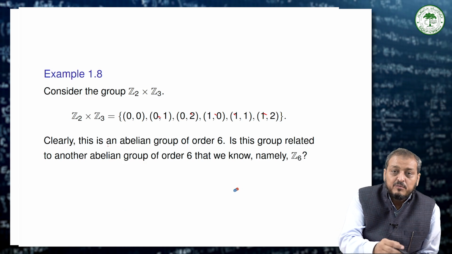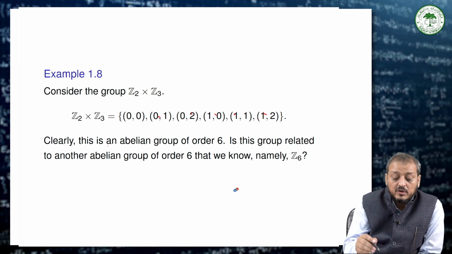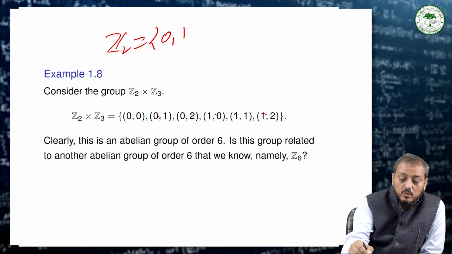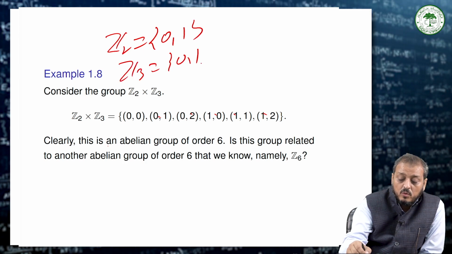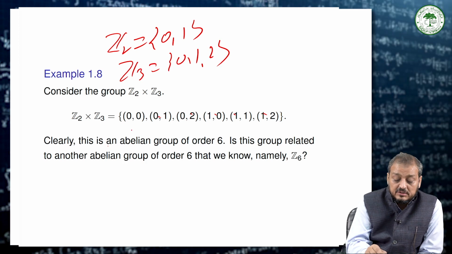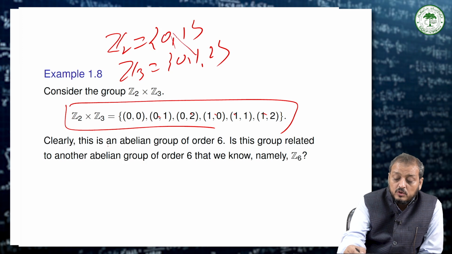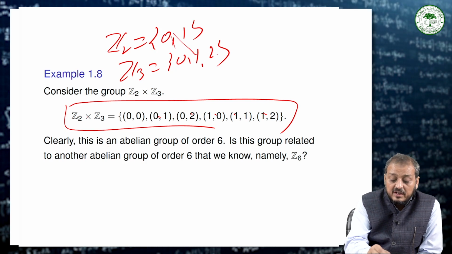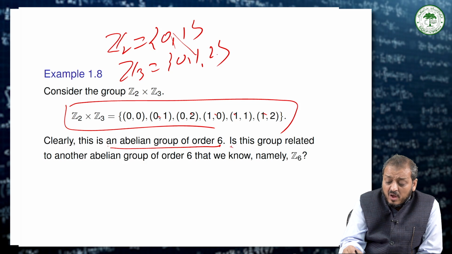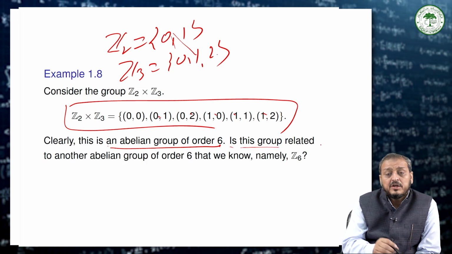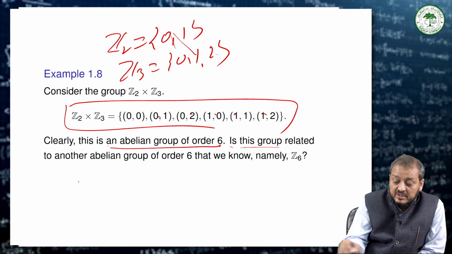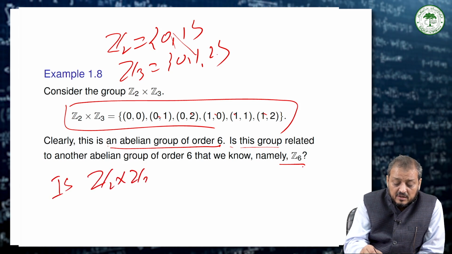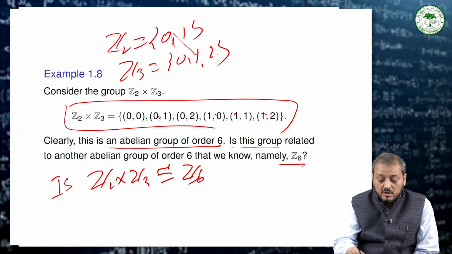Okay, let's try this example again. We consider the group Z2 by Z3. The elements of Z2 are 0, 1, and the elements of Z3 are 0, 1, 2. The total list of elements is (0,0), (0,1), (0,2), (1,0), (1,1), (1,2). So there are a total of 6 elements, and this is clearly an abelian group of order 6. Now we try to find out whether this group is related to another abelian group of order 6, for example Z6. The question is whether Z2 by Z3 is isomorphic to Z6 or not.